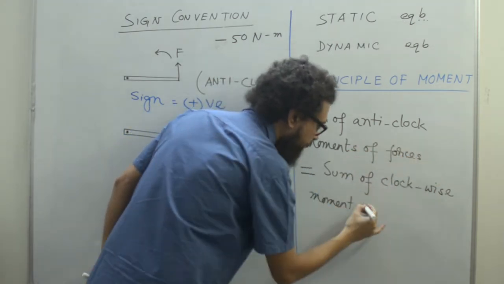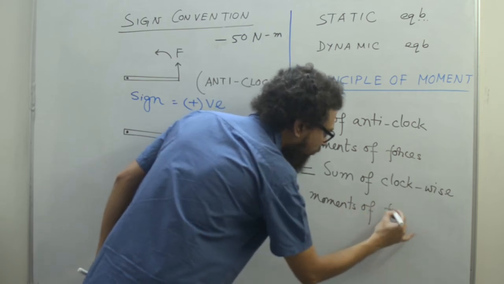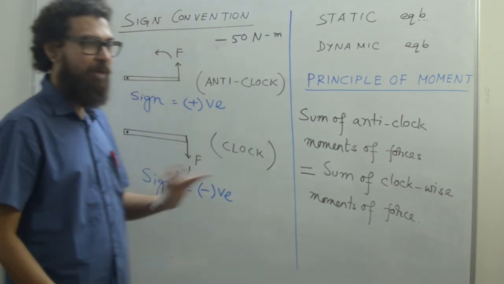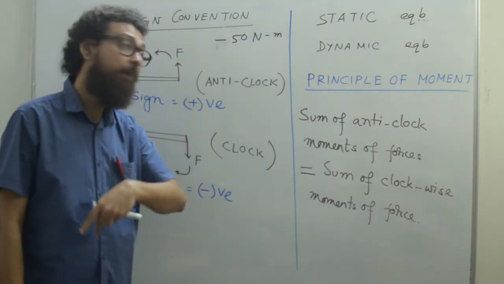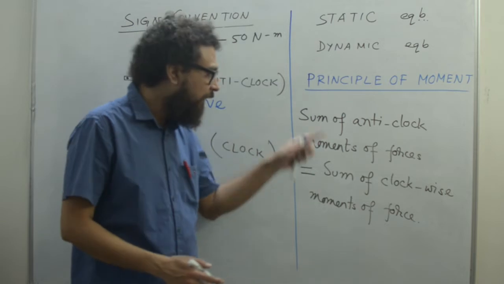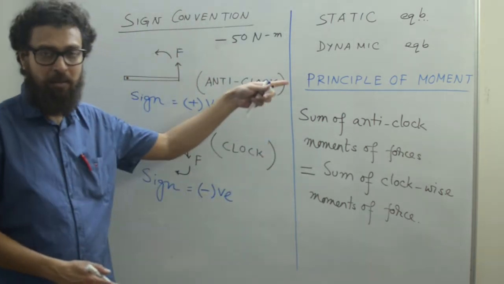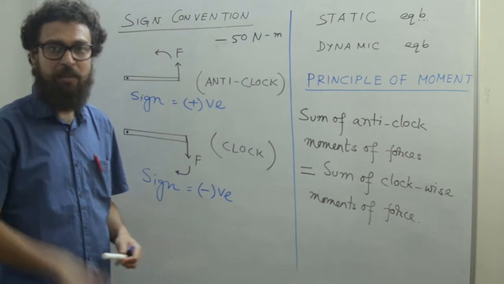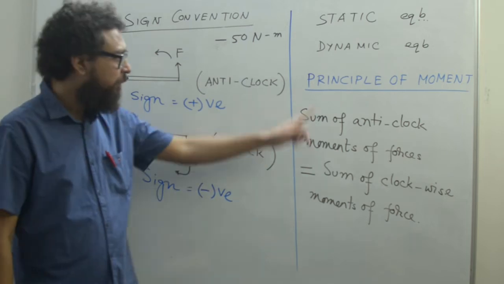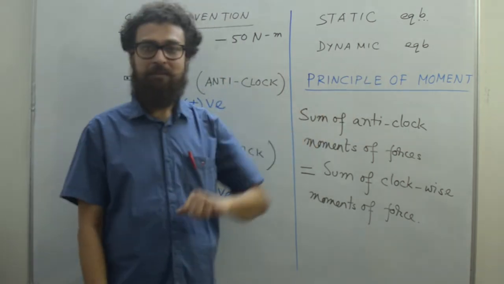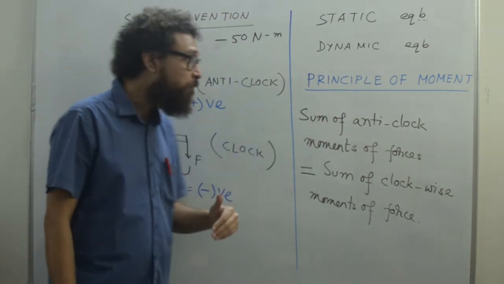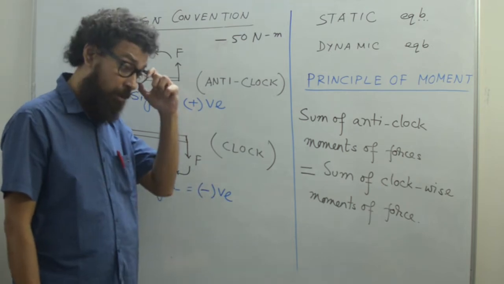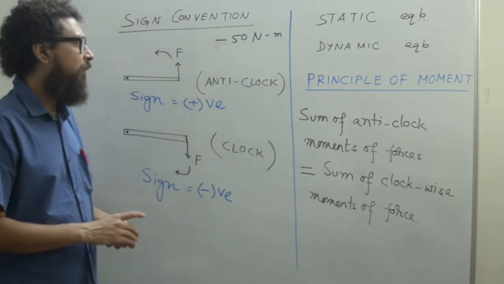Moments of forces, we should write. Because when you are applying this principle of moment, we usually don't see that one force or two forces only are acting. We will have more forces acting on the body, and if these two moments, anti-clockwise and clockwise, are equal, then the net result is 0, no turning effect, and that is called the principle of moment.